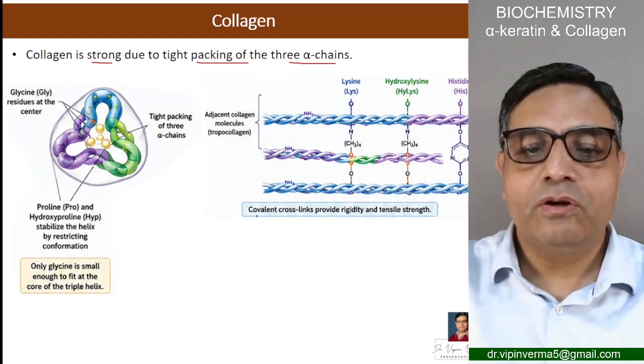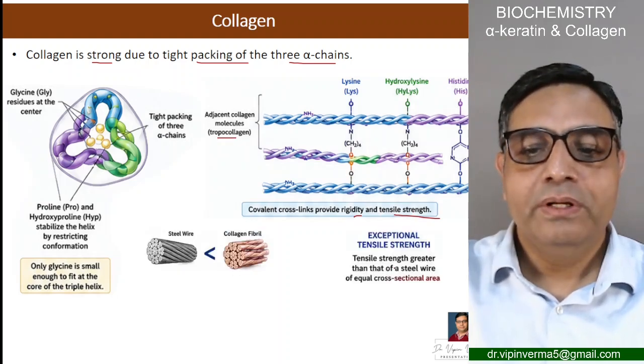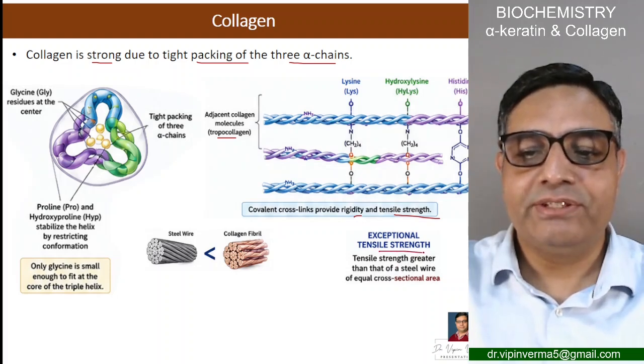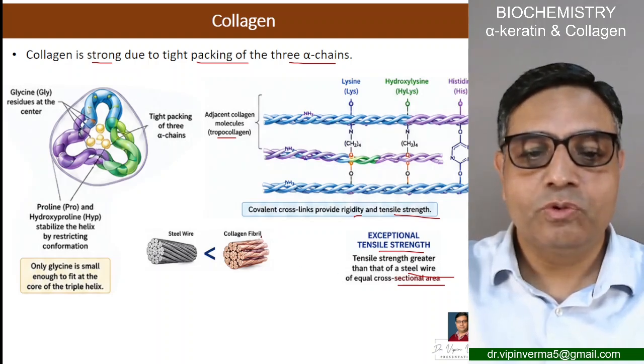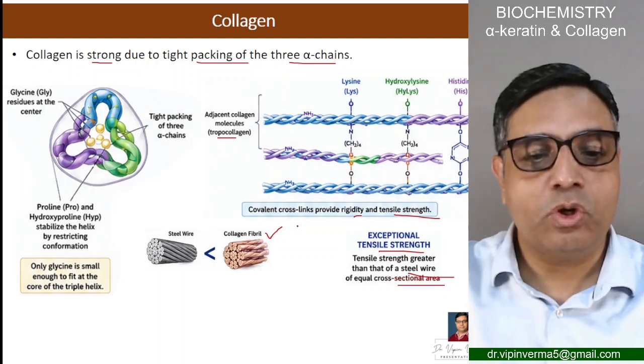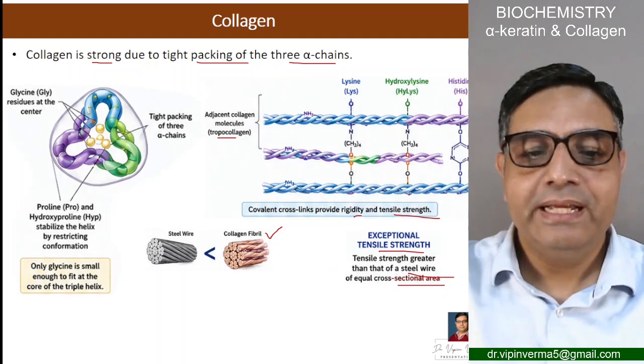Now the second point is, when we look at the adjacent collagen molecules like the tropocollagen, we can see that there are covalent crosslinks which provide rigidity and tensile strength. Basically these crosslinks are providing the rigidity and the tensile strength in the tropocollagen. They have an exceptional tensile strength, and the tensile strength of the collagen fibril is greater than that of a steel wire of equal cross sectional area. So these collagen fibrils are so strong that they are stronger than steel wire of equal cross sectional area.